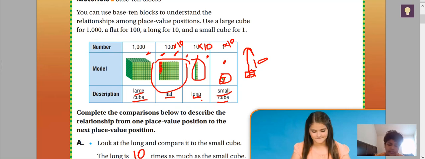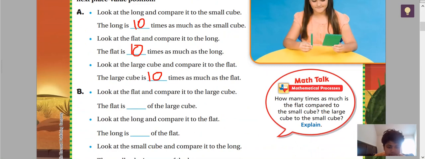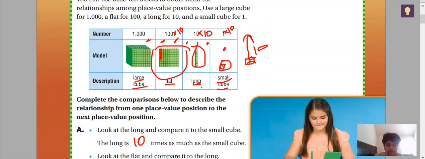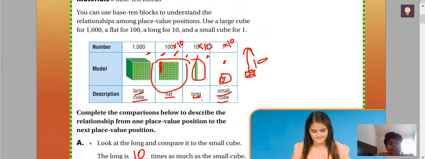Do you guys know the answer to this question? If you do, pause the video and try to figure out your answer. I can show you this question once again. Look at the flat and compare it to the large cube. The flat is blank of the large cube. If you know the answer, pause the video. Alright, we're back to the question. You guys already paused the video, right? Now that you've unpaused the video, let's do this question. Look at the flat compared to the large cube. The flat is blank of the large cube. Okay, so now we're going this way.